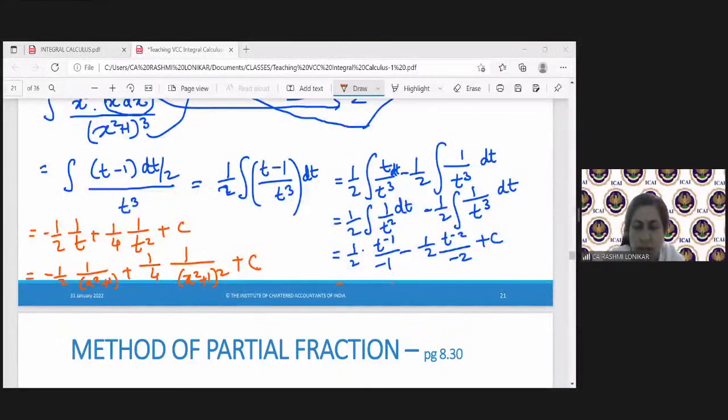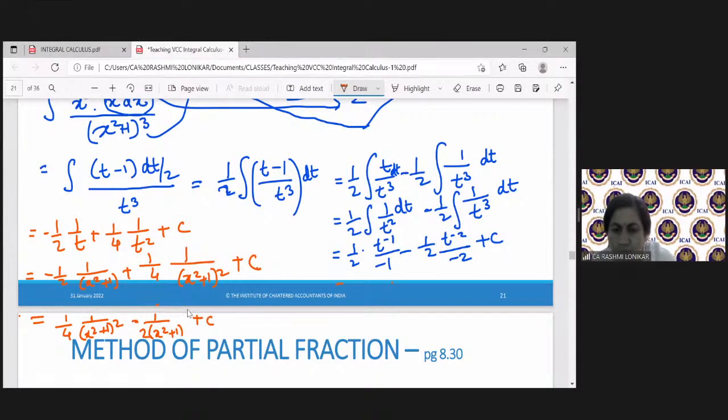Okay, so here you have this way. Sometimes what happens is that instead of writing the minus sign in front, they will write the plus term first. So this will be 1 upon 4, 1 upon x square plus 1 whole square, minus 1 upon 2 times x square plus 1, plus c. Okay, is that clear?